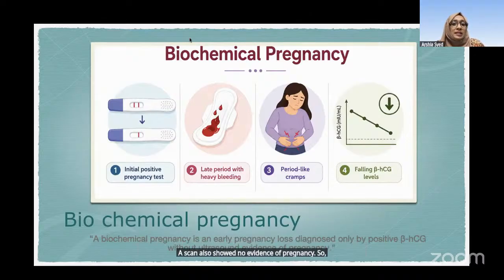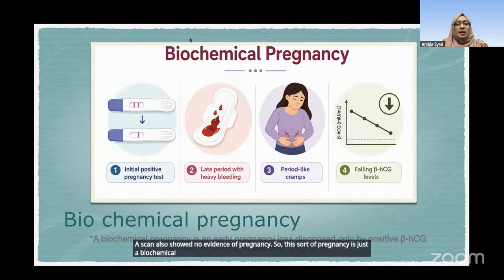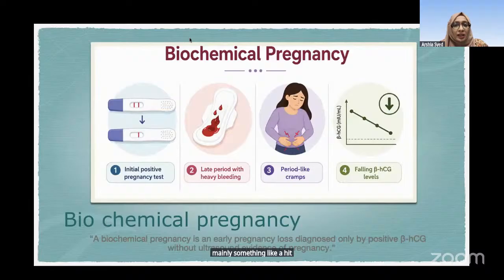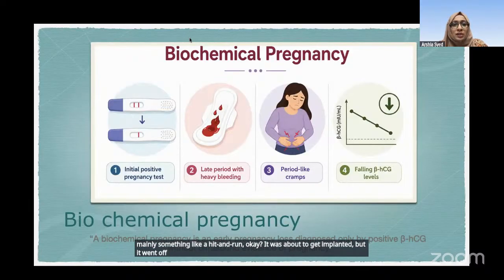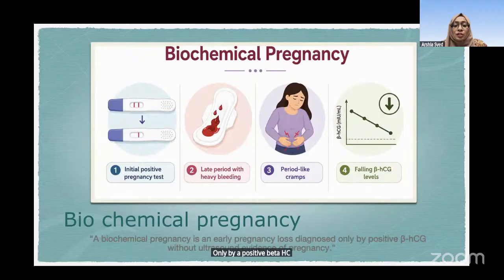So this sort of pregnancy is just a biochemical pregnancy. You can call it something like a hit and run. It was about to get implanted, but it went off. So a biochemical pregnancy is an early pregnancy loss diagnosed only by a positive beta HCG without evidence of pregnancy on ultrasound.